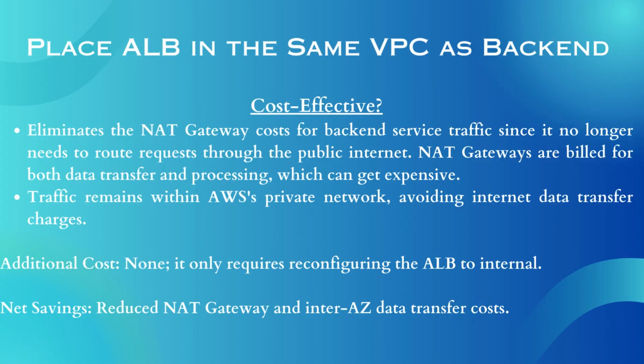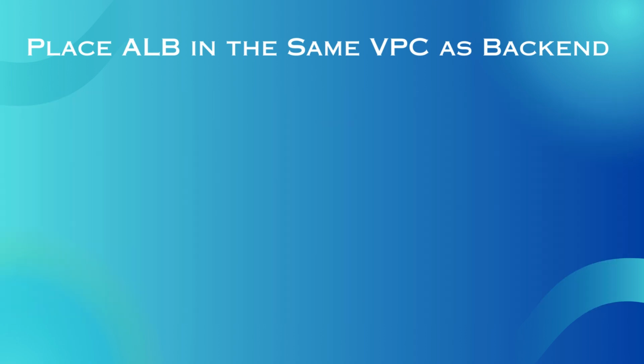This eliminates the NAT gateway cost for the backend service or front-end service, since it no longer needs to route the request through the public internet. NAT gateways are billed for both data transfer and processing, which can be quite expensive. The traffic remains in the AWS private network, avoiding internet data transfer charges. Additional cost: none. It only requires reconfiguring the ALB to internal. The net saving is the reduced NAT gateway and inter-AZ data transfer cost.